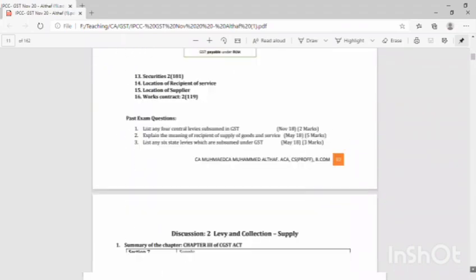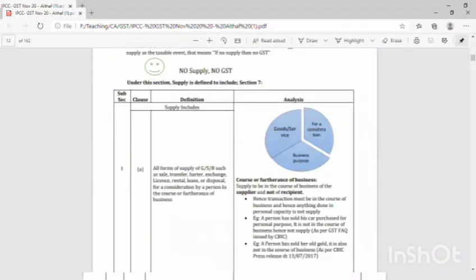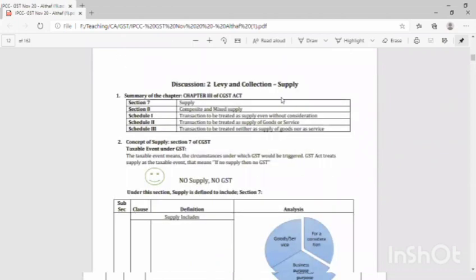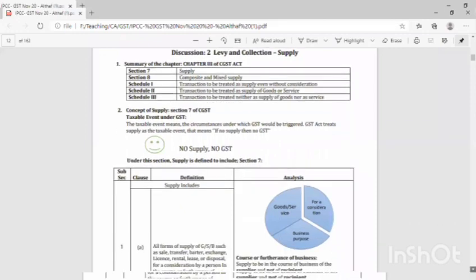Now the second chapter is levy and collection, supply, and it contains two sections, mainly section 7 and section 8. Section 7 talks about supply, and section 8 talks about composite and mixed supply. So let's see if there is any amendment for your exams.